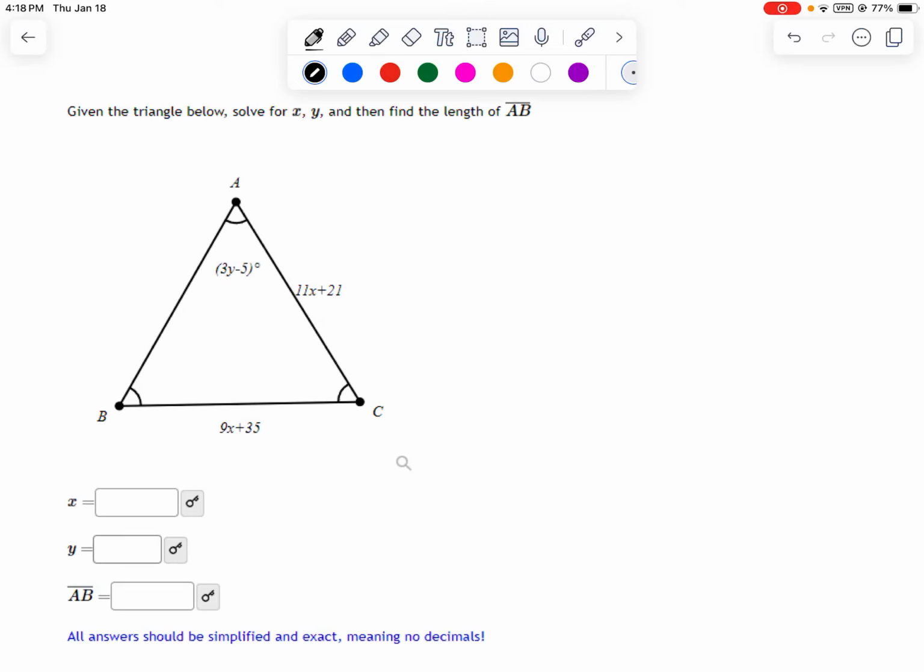Hello and welcome. Given the triangle below, solve for x and y, then find the length of AB. All answers should be simplified and exact, no decimals here.